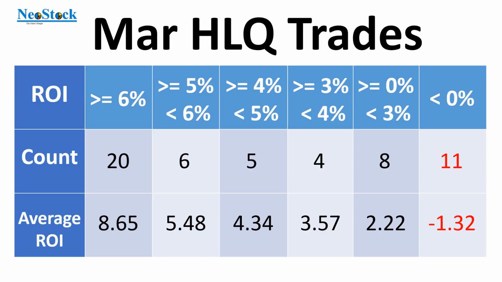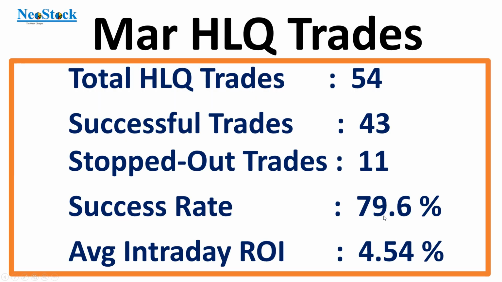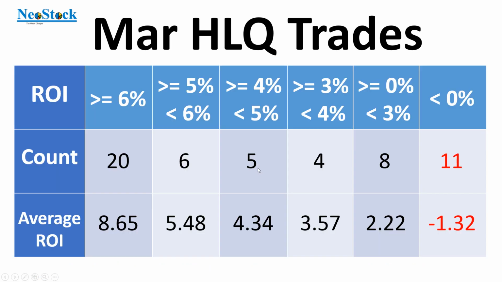And within the 2 or 3, majority of the days we get successful trades. Sometimes the zones will be violated, and that percentage is less than 20%. See, this month we got almost 80% success rate. That means the failure rate is 20% or 20.4%. So between 3 to 4 ROI, we got 4 stocks, that is 3.57 average.